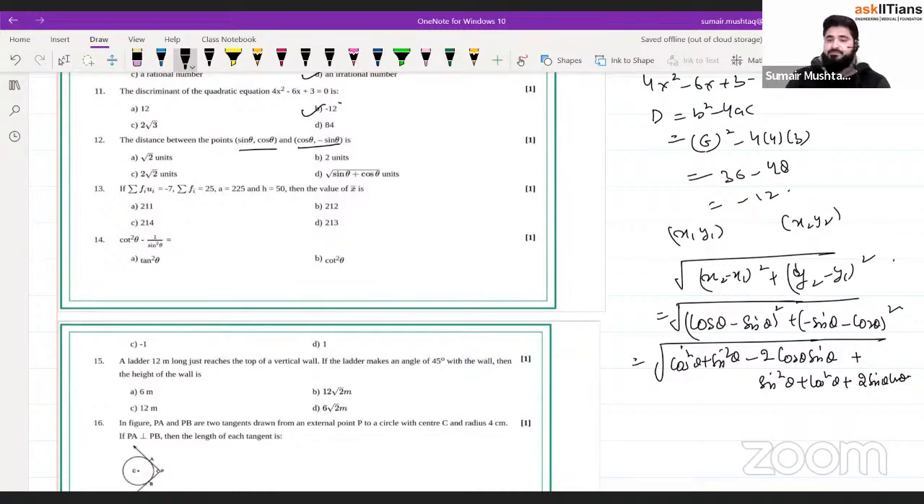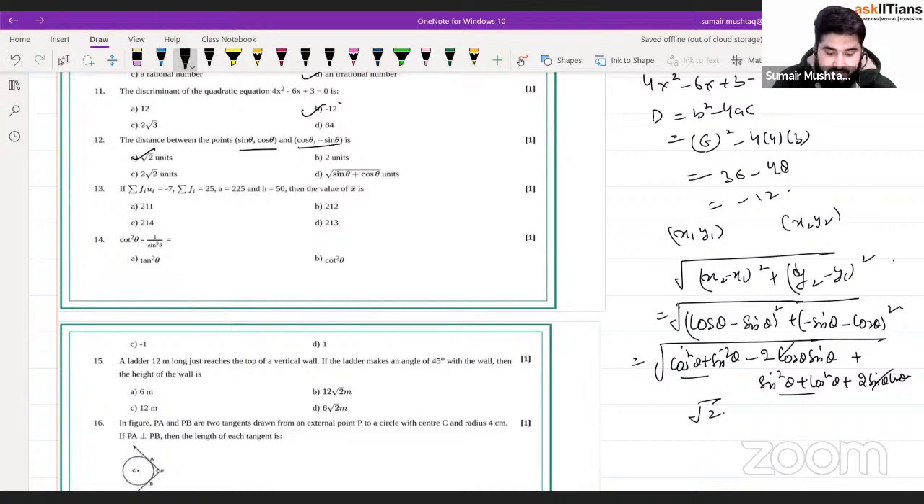Okay. Now see, what will happen? This and this will go. This is 1, this is 1, this will be under root of 1 plus 1, that is root 2. This is the answer. Simple. Fine. Is that clear? Now, this is the simple question of your statistics.